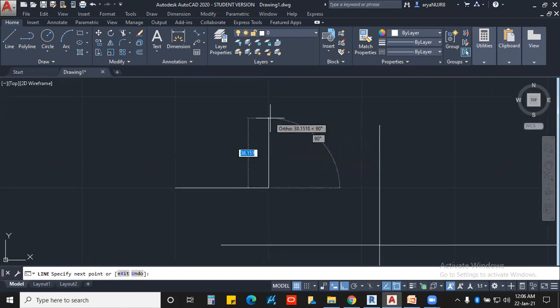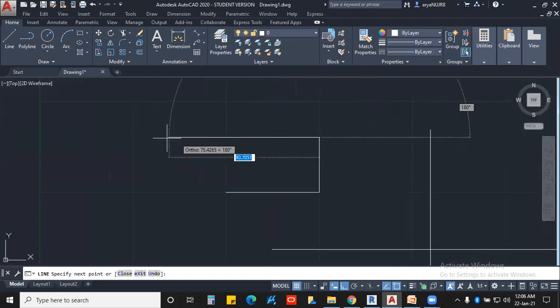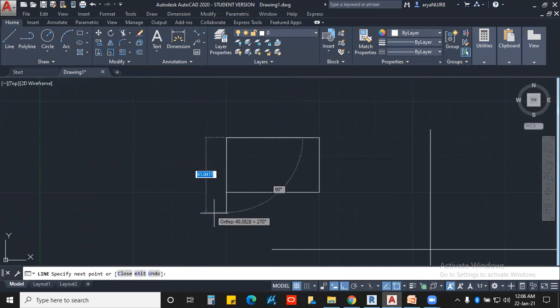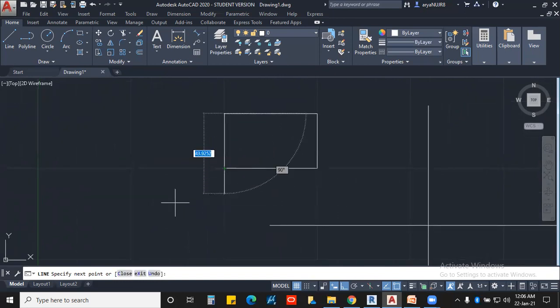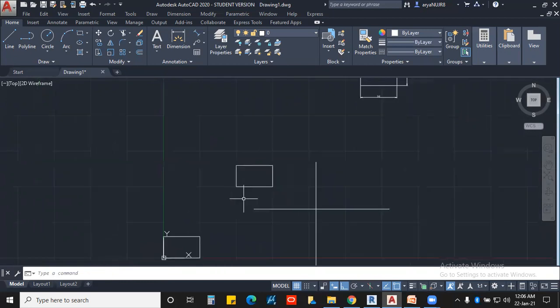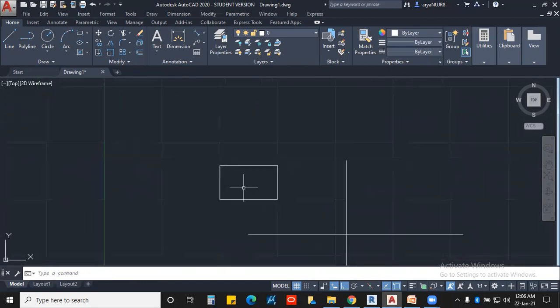Then the next one is in the upward direction and its coordinate is 0,30 since this is the origin. So again @0,30, enter. Now in this direction, this is the negative direction, so I have to give the negative value. Again @-50,0, enter. Now we can either give the next coordinate or simply give the close option. So that is how to draw in the relative rectangular system.